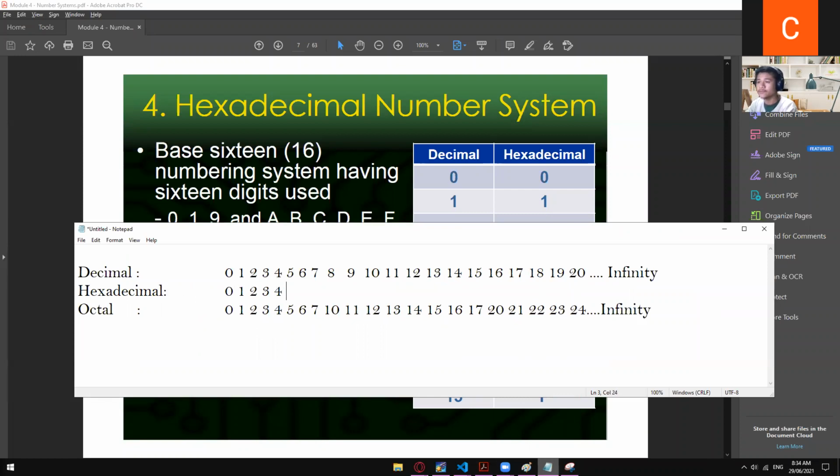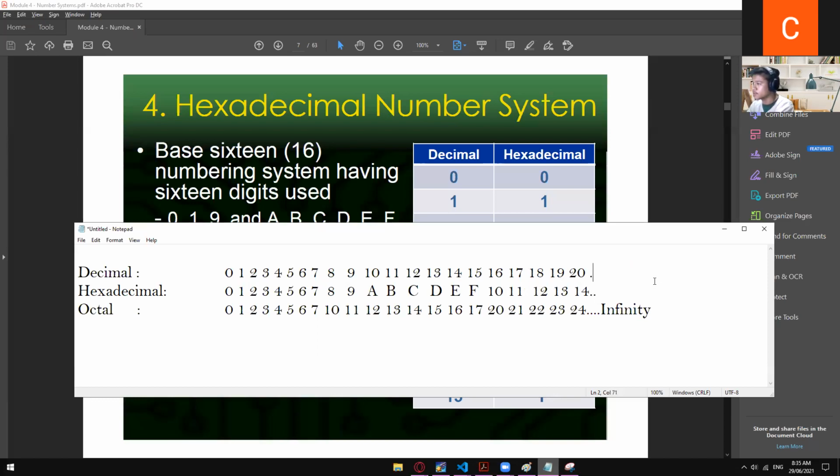So 0, 1, 2, 3, 4, 5, 6, 7, 8, and 9. Just align this one, 8 and 9. So it is the same for 0 to 9 in decimal and hexadecimal. But for 10 to 15, it's now represented by a certain character. We're going to start with A, B, C, D, E, and then F. Then after that, you have to go back to the start, where the number ends. So in here, after 0 to 9, after that is now 10, 11, 12, 13, 14, up to 19.